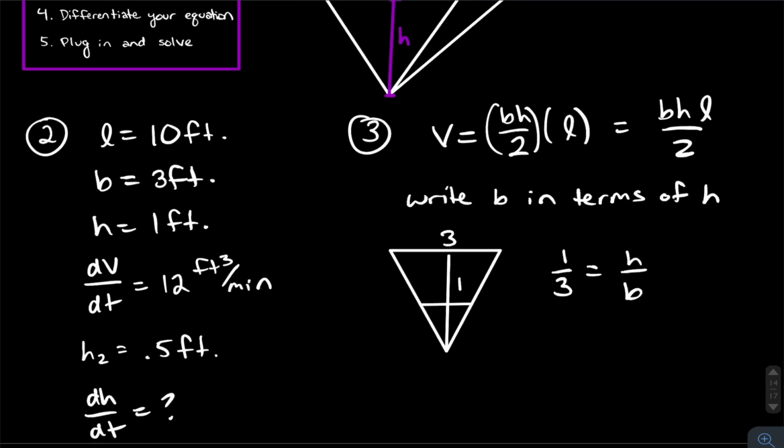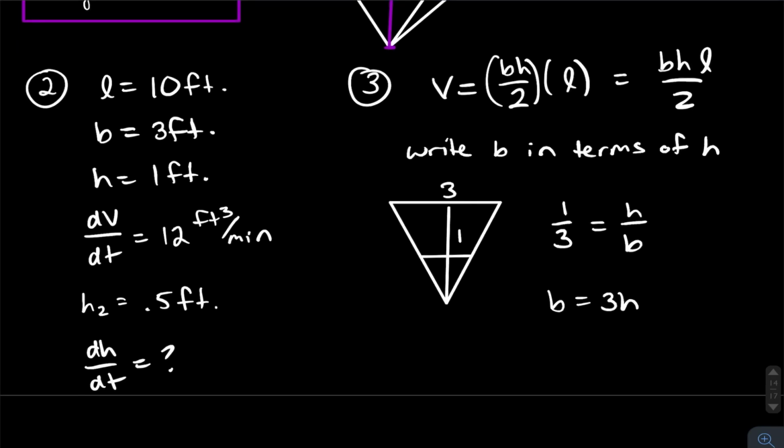Solving for b here, when you have two fractions equal to each other, you can move things diagonally. So if we move the b up this way and the 3 up this way, we get that b is equal to 3h. If you don't know that trick, just move the b upwards here, move the 3 upwards here. Okay, b is equal to 3h. That's great. We can plug that in. We get that V is equal to 3h times h L over 2. That's 3h squared L over 2.